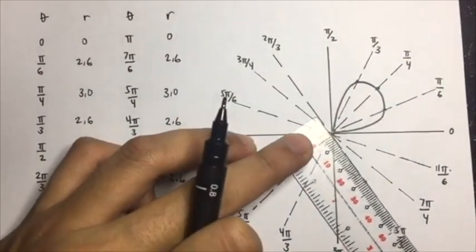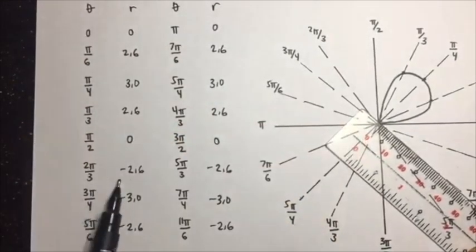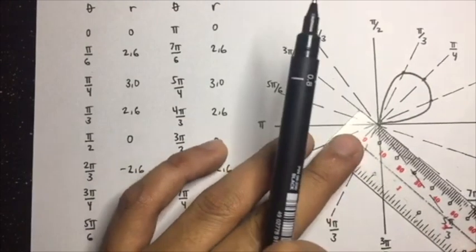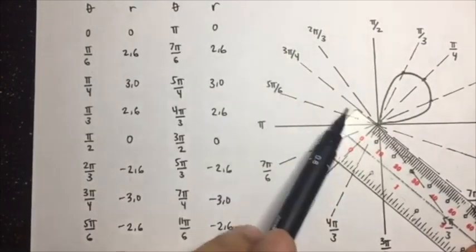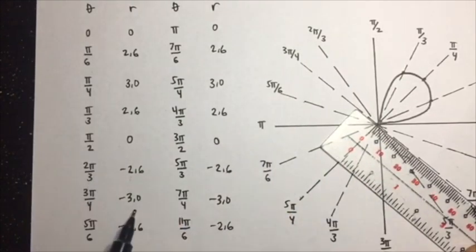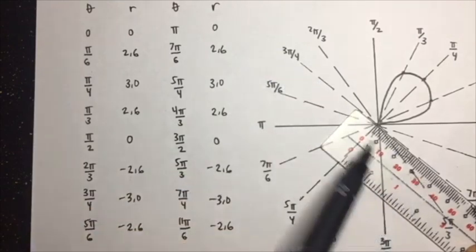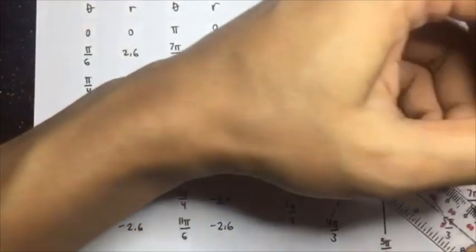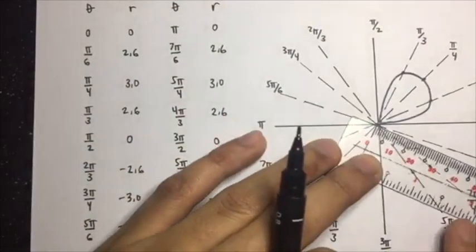And then at 3 pi over 4, its measurement is negative 3. So negative 3 at 3 pi over 4 must be here. So 1, 2, 3. So here.